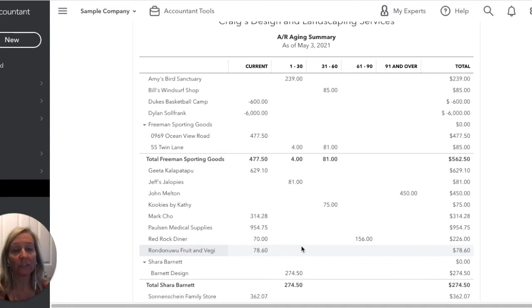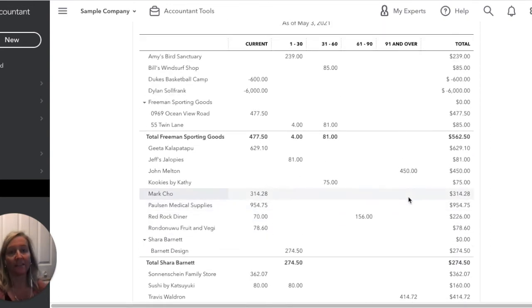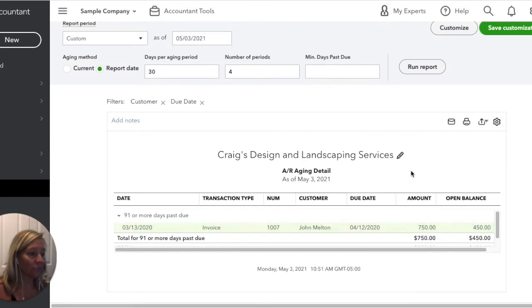So the very first place that I would look for old balances that maybe are no longer collectible would be in the 91 and over category over here. What that's saying is these invoices are past due by at least 90 days, if not more. And I would click on each one of those to see just how old this particular invoice is. So we have this one here, and it is from more than a year ago, actually.